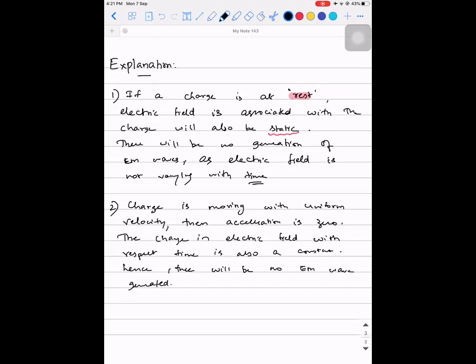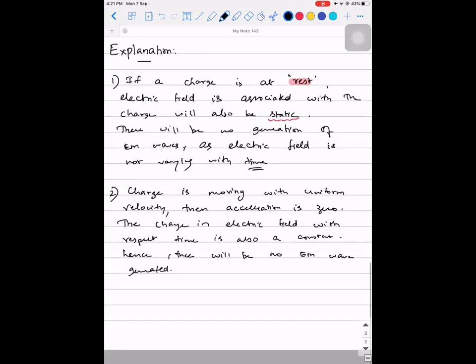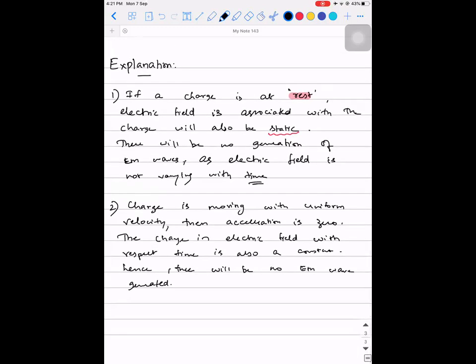Okay, I'll explain the meaning right now. So when the charge is moving with uniform velocity, then the acceleration is 0. This is a known point, right? Then what will happen to the change in electric field with respect to time? It will also be a constant. Hence, there will be no EM wave that is getting generated. Let me explain what the meaning is.